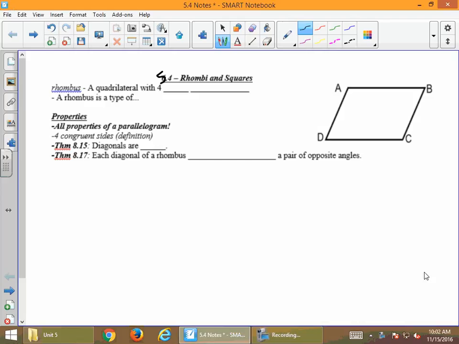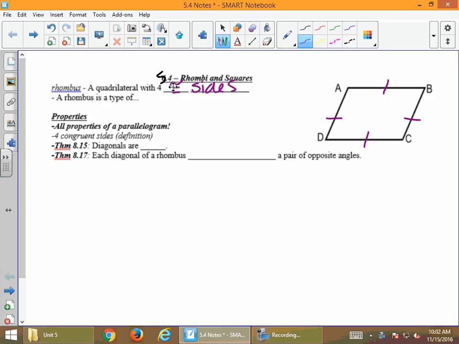5.4. First thing we're going to talk about is a rhombus. By definition, a rhombus is a quadrilateral with 4 congruent sides. That means all the sides are the same. All 4 sides are the same. By definition, that is a rhombus. So any figure that has 4 congruent sides is a rhombus.